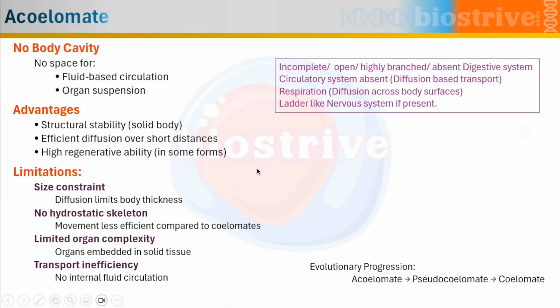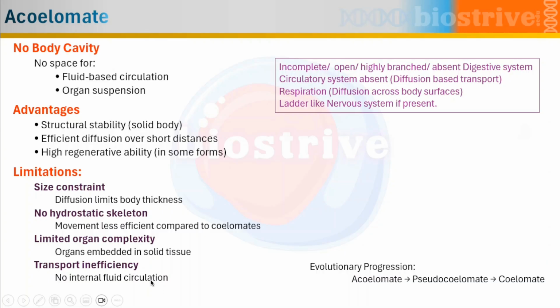Finally, there is transport insufficiency, because first the diffusion is over very short distances, and there is no specific circulatory mechanism, so there is no internal fluid circulation, so transport will be very much inefficient.